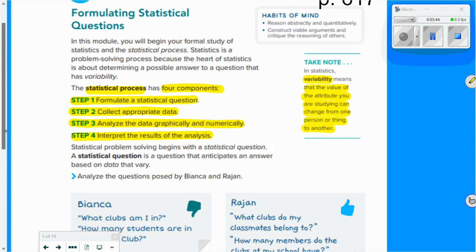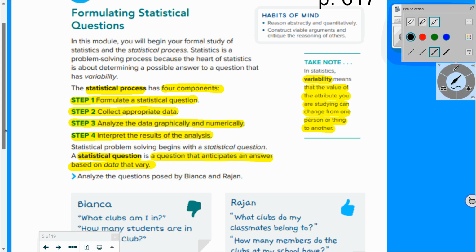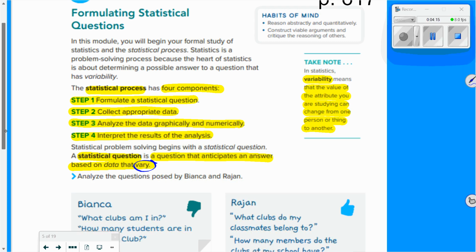If there's no variability, that's not statistical. A statistical question, which is basically the whole impetus behind the statistical process, is a question that anticipates an answer based on data that vary. I'm going to add a circle to this, because this is the most important part of a statistical question. It must vary. If the data doesn't vary, it's not a statistical question.